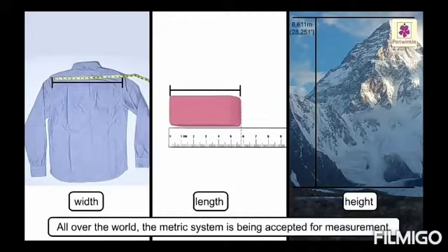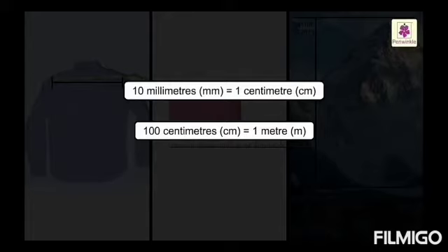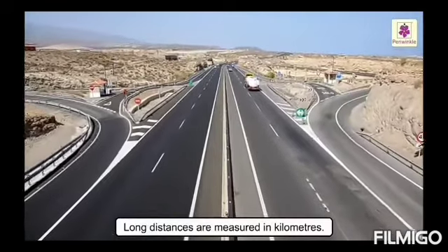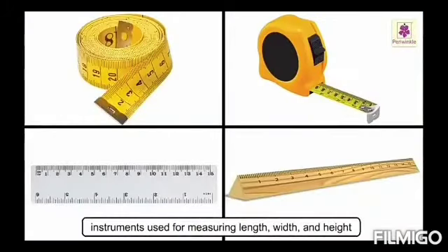Now all over the world, the metric system is being accepted for measurement. 10 millimeters equal 1 centimeter. 100 centimeters equal 1 meter. 1000 meters equal 1 kilometer. Long distances are measured in kilometers. These are instruments used for measuring length, width and height.